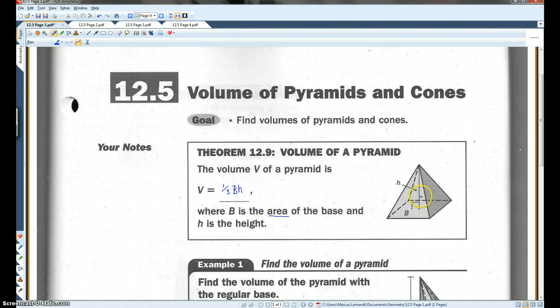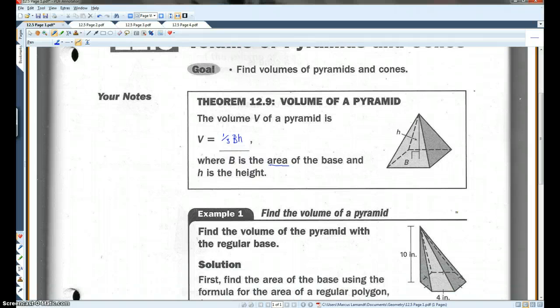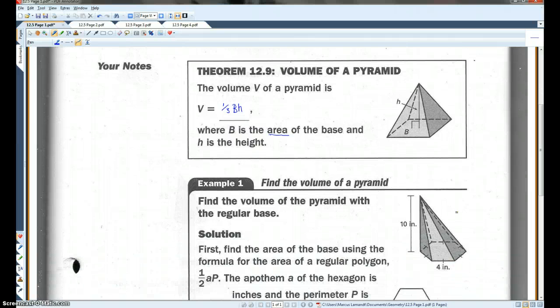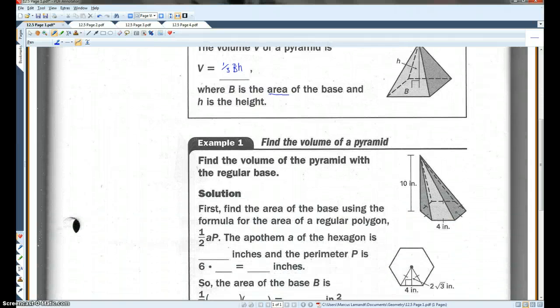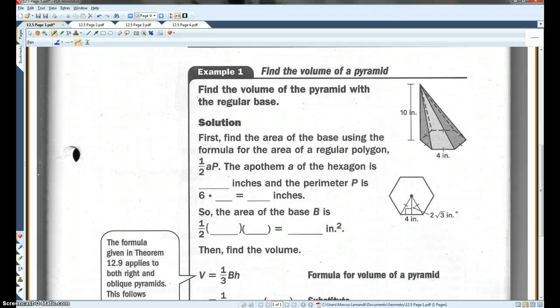Now, the area of the base is going to change depending on what shape the base is. In this case, we have what looks to be a square or possibly a rectangle, but you can have a triangular base, you can have a pentagonal base. The example we're going to do has a hexagon for a base. Alright? So for example 1, find the volume of the pyramid with the regular base.